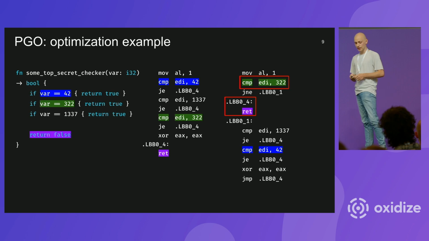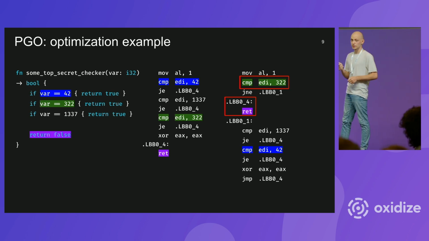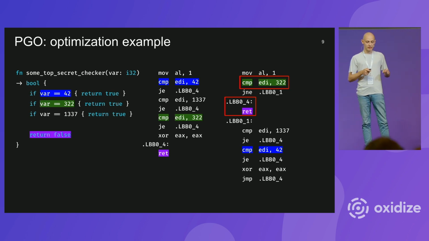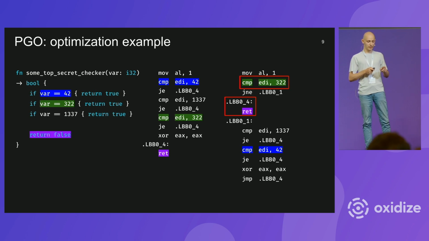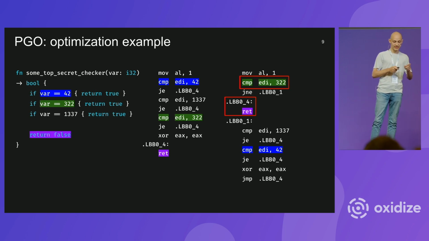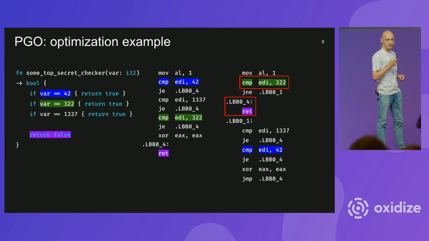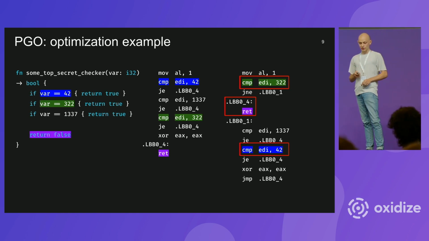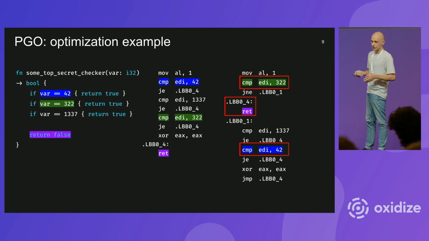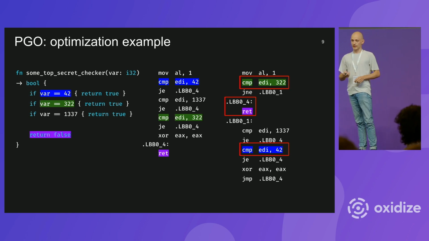The second change is moving the return statement to the beginning of the function, because the return statement will be executed with the second branch, and we will get a better CPU instruction cache usage. And the rest of the function is not changed. They just moved to the back of the assembly.